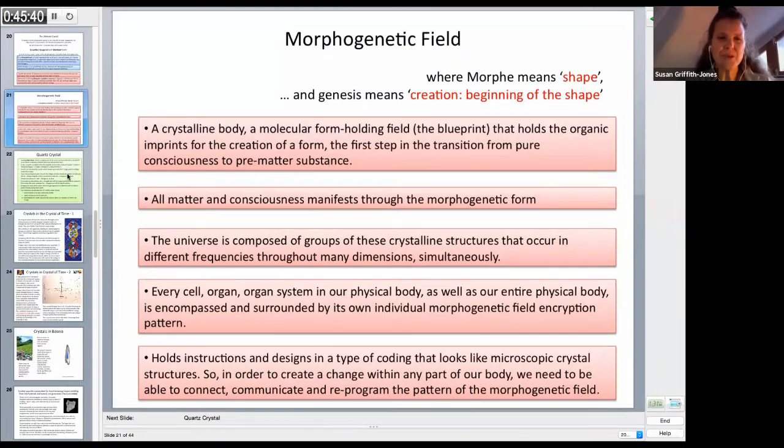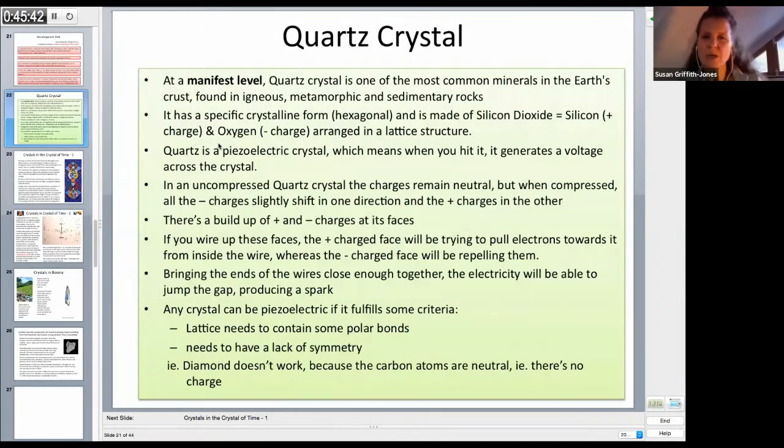So the third level, the manifest level: the quartz crystal is one of the most common minerals of the Earth's crust, found in igneous, metamorphic, and sedimentary rocks. It has a specific crystalline form, hexagonal, and is made of silicon dioxide, which is silicon plus the positive charge, and oxygen, which is the negative charge, arranged in a lattice structure.